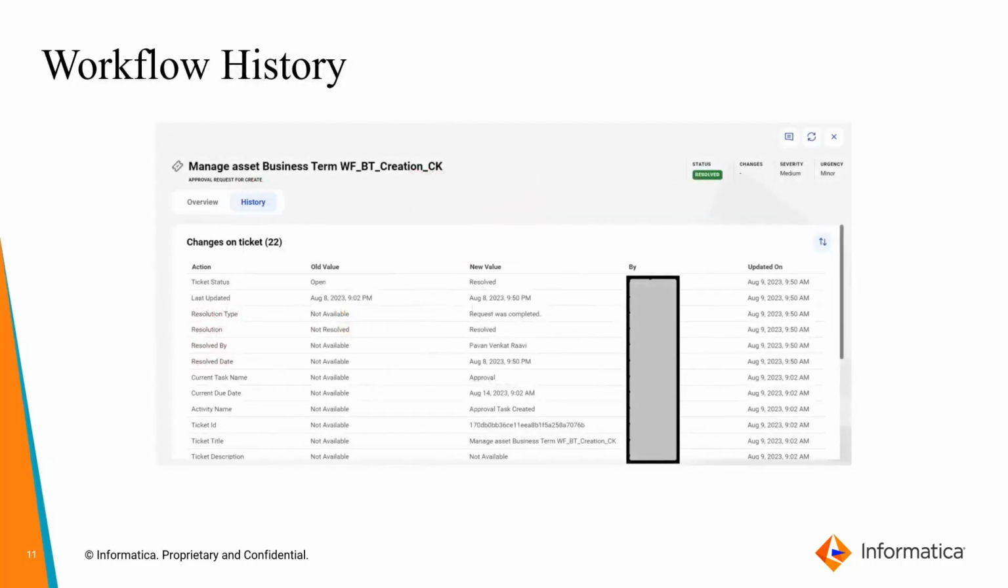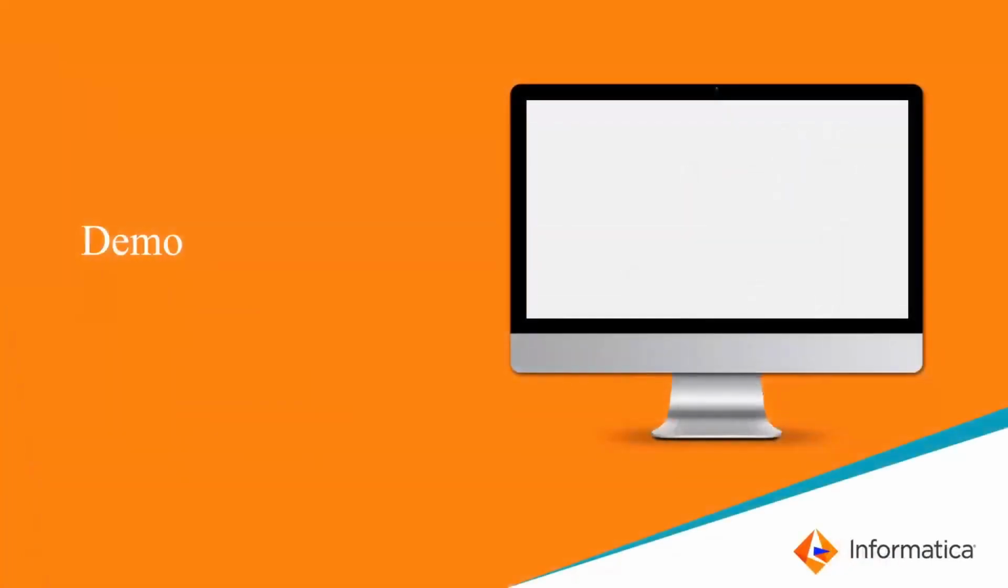Now let's look at Workflow History tab. Workflow History tab captures all the changes made on the ticket, such as which actions are performed by which user, time of the action, and also the old values and new values. These details can be used for tracking or auditing the changes. Now let's look at a quick demo.